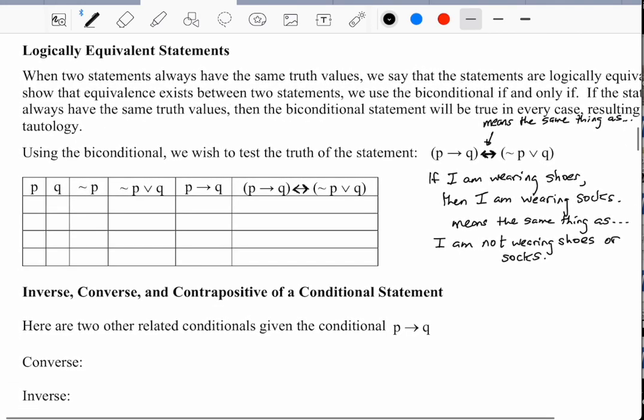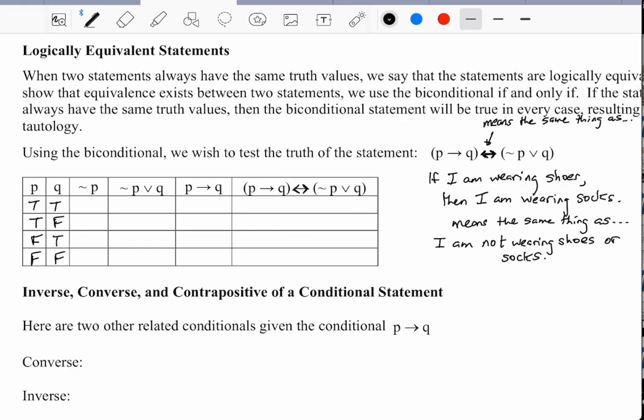So, true, true, I'll do it down the line. True, true, false, false. True, false, true, false. All right. So ultimately, we want to get to this.